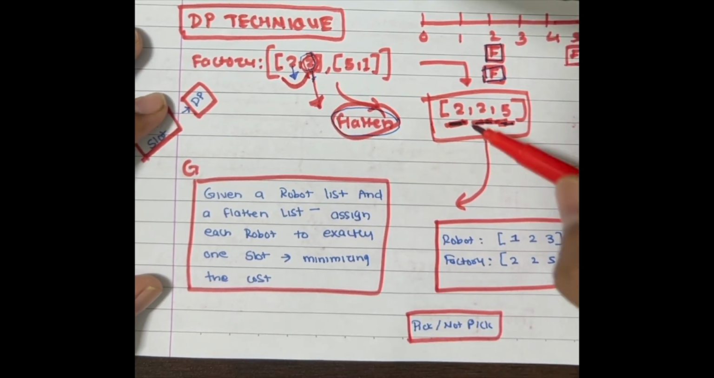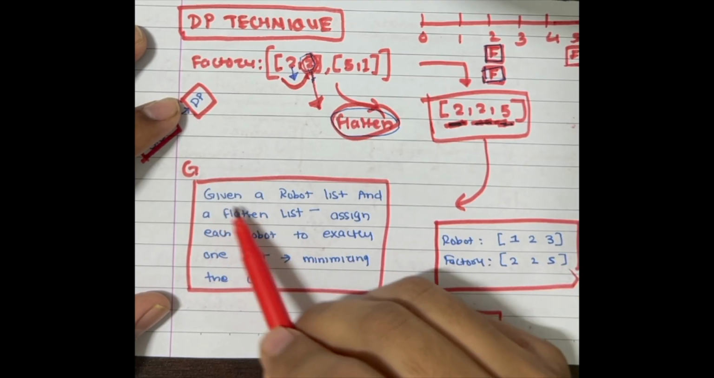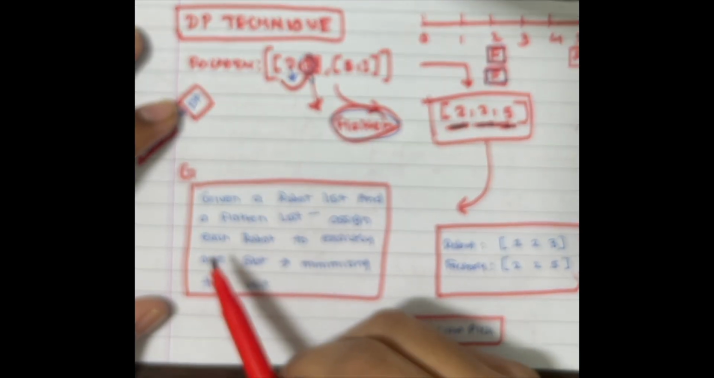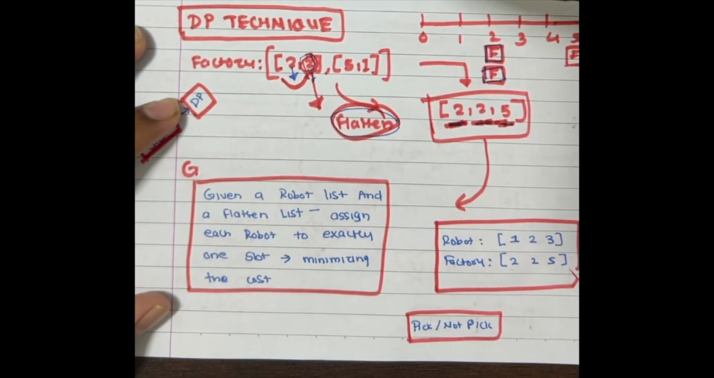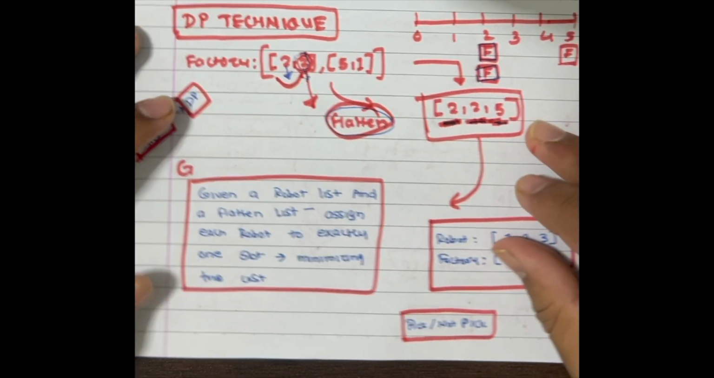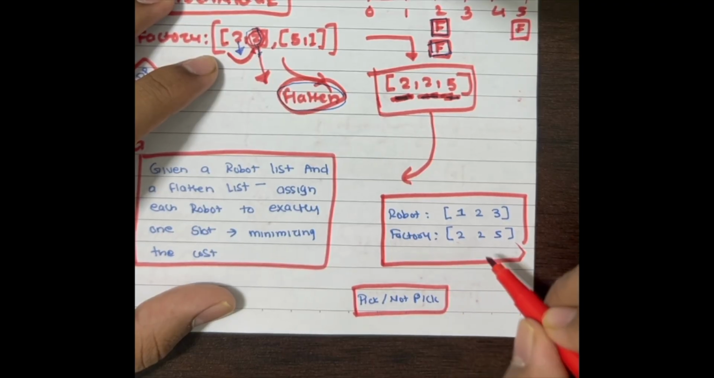So if we follow this approach, the problem converts to: given a robot list and a flattened factory list, assign each robot to exactly one slot while minimizing the cost. So how will this flattened list help us? Consider this robot list and a flattened factory list.